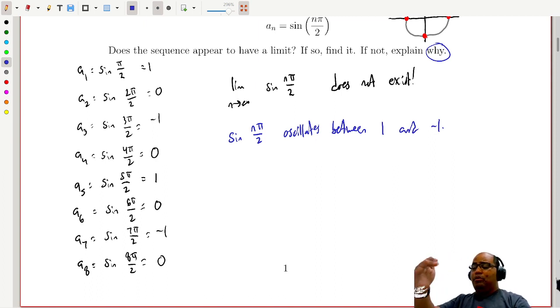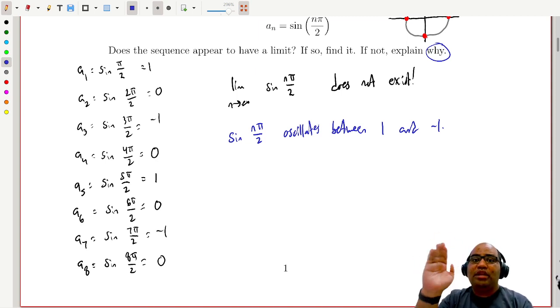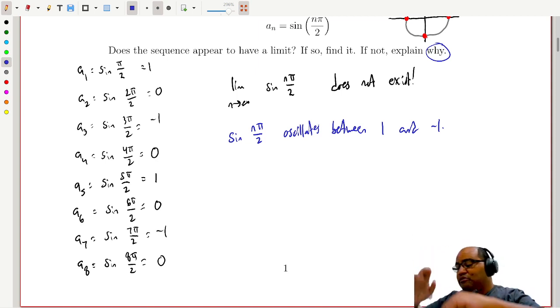Like in that first example, we could easily see that all the terms were approaching the same number. We were approaching 1/2. But in this one, we're just going to wiggle. 1, minus 1, 1, minus 1, 1, minus 1. We're still going to get the 0 in the middle, but we're not settling down on one value. But it averages out to 0. That's not really what limits are. We need it to settle on one single value. So that's why the limit does not exist.